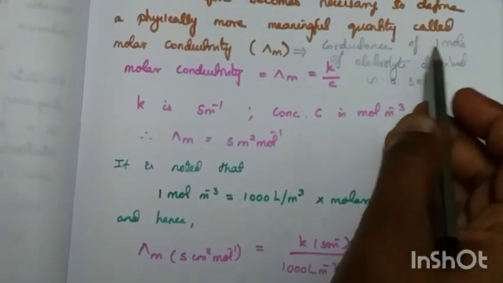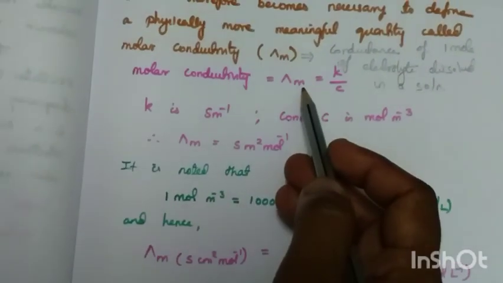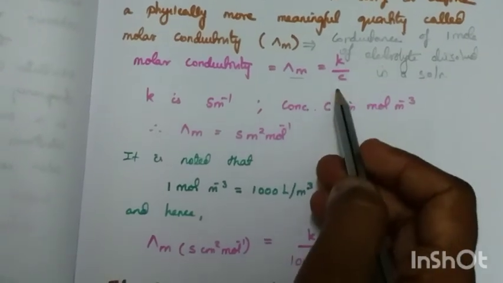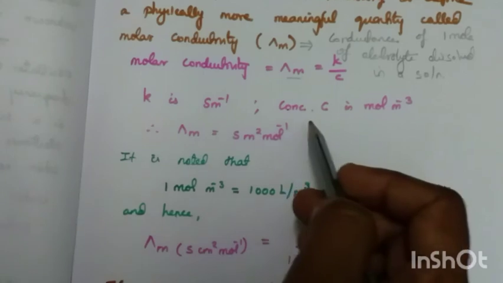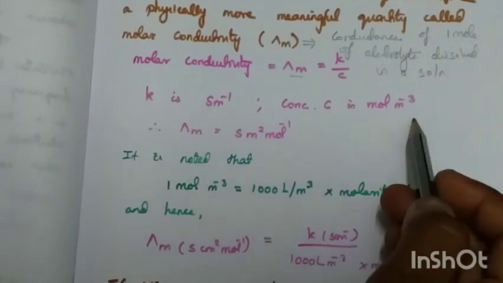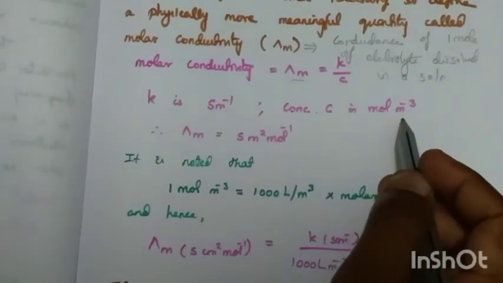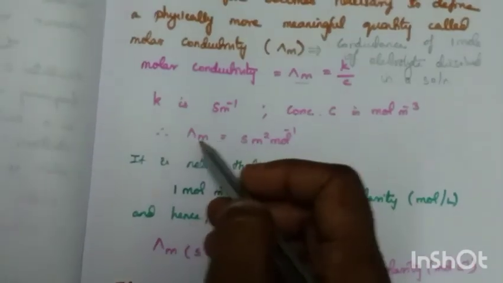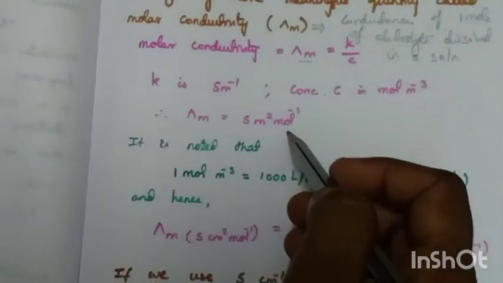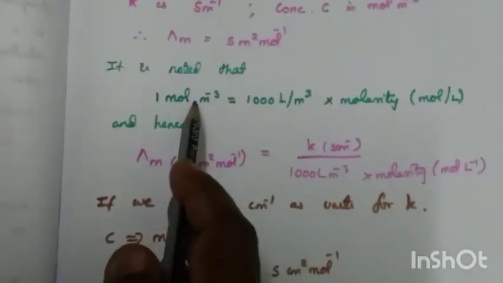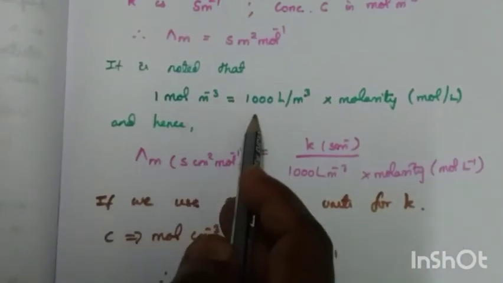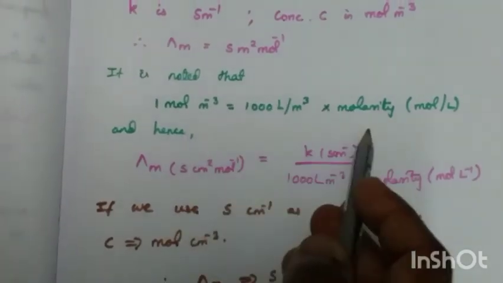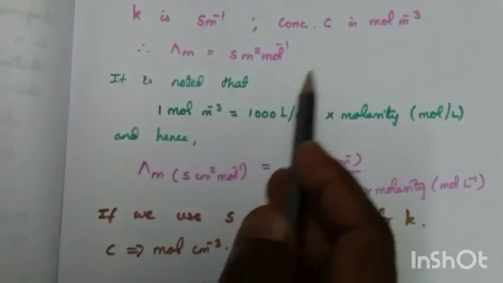Molar conductivity is represented by the symbol lambda M, equal to K by C. K we know is in Siemens per meter. Concentration C is in mole per meter cube, or mole per decimeter cube. So lambda M is in Siemens meter square mole inverse. It is noted that 1 mole per meter cube is equal to 1000 liter per meter cube into molarity. This is one formula, so we can substitute this instead of C here.